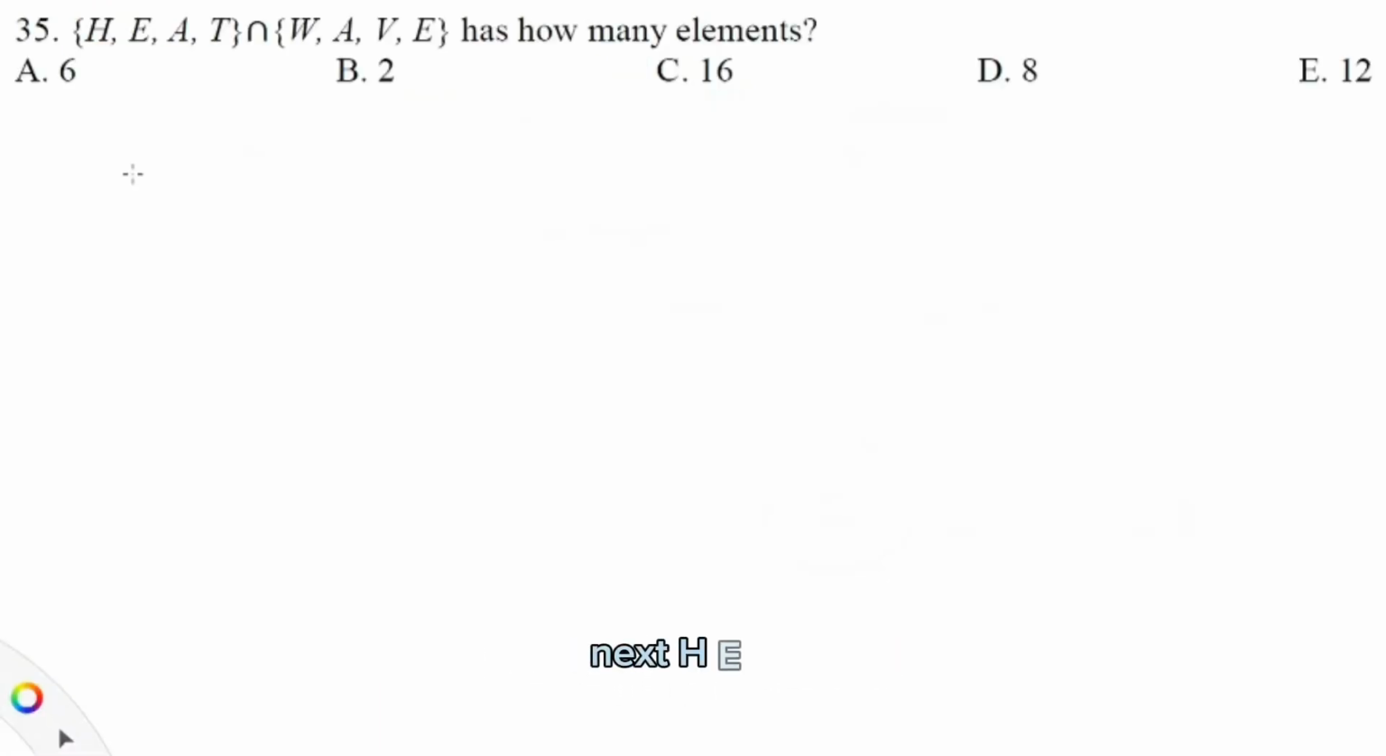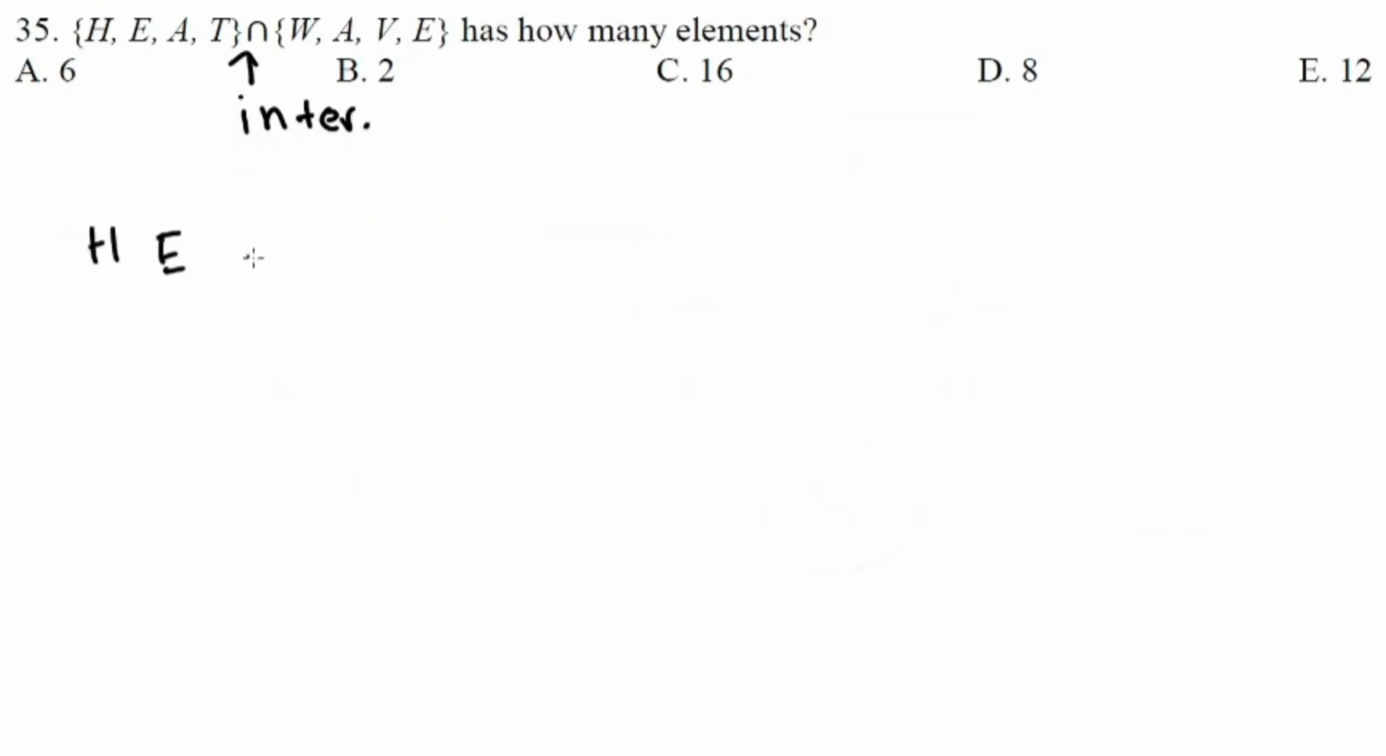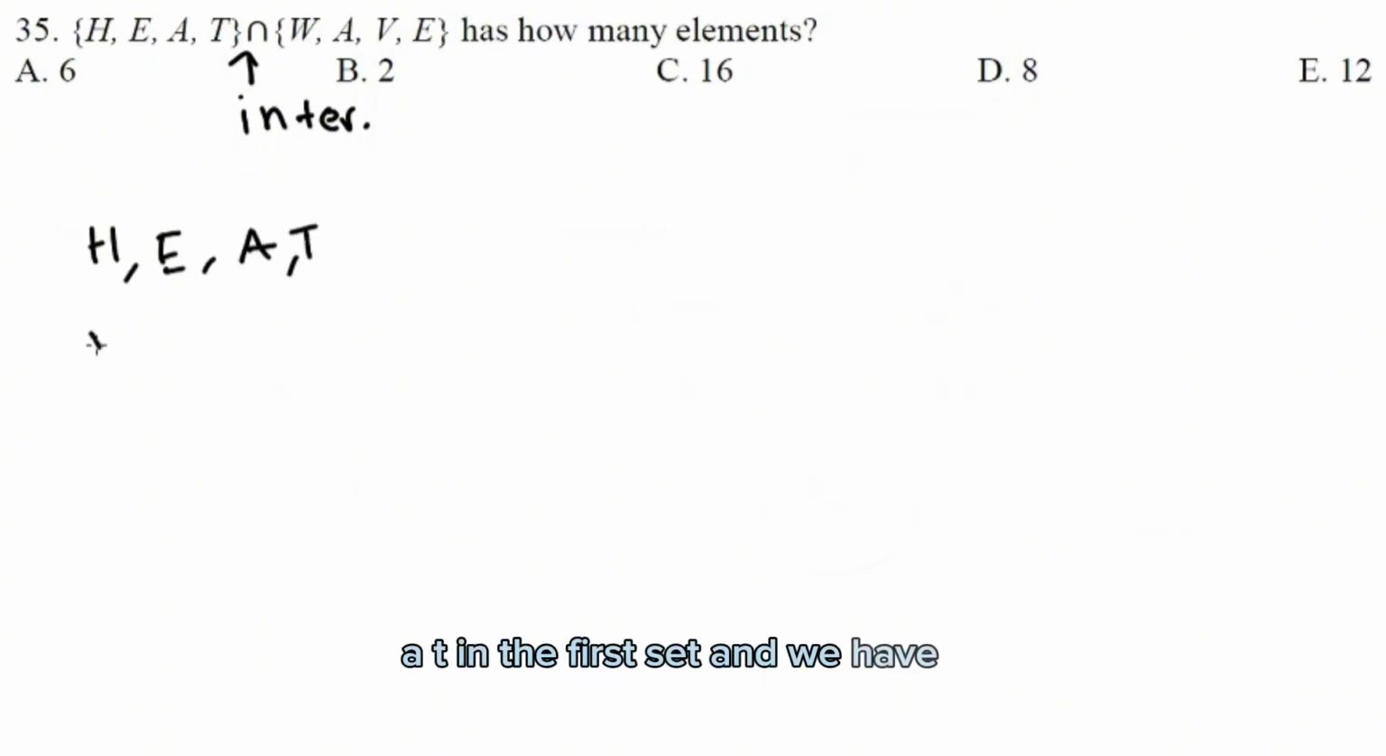Next, HEAT, then this symbol, WAVE has how many elements? Alright, this symbol is called an intersection. That just means you're taking the elements in common between the two sets. So we have HEAT in the first set, and we have WAVE.